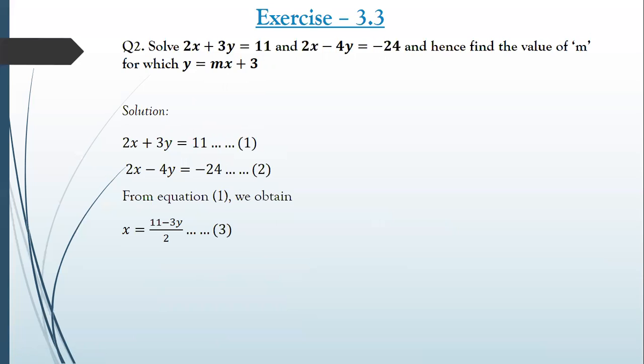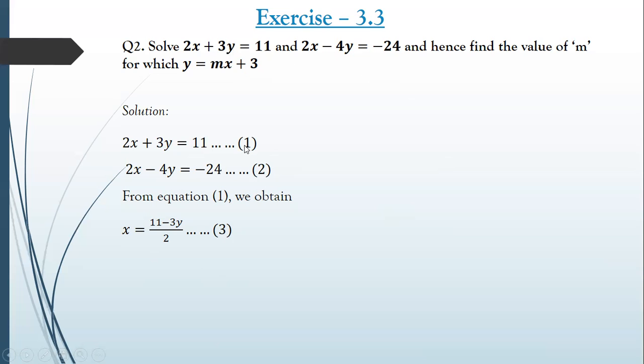Now, the second question. Solve 2x plus 3y equal to 11 and 2x minus 4y equal to minus 24. So two equations are given to us, and hence find the value of m for which y is equal to mx plus 3. So first we have to solve these two equations. So we will get the value for x and y. We'll substitute that in this equation to get the value of m. So we have two parts in this question. So first let us number the linear equations. 2x plus 3y equal to 11 will be equation 1. 2x minus 4y equal to minus 24 will be equation 2.